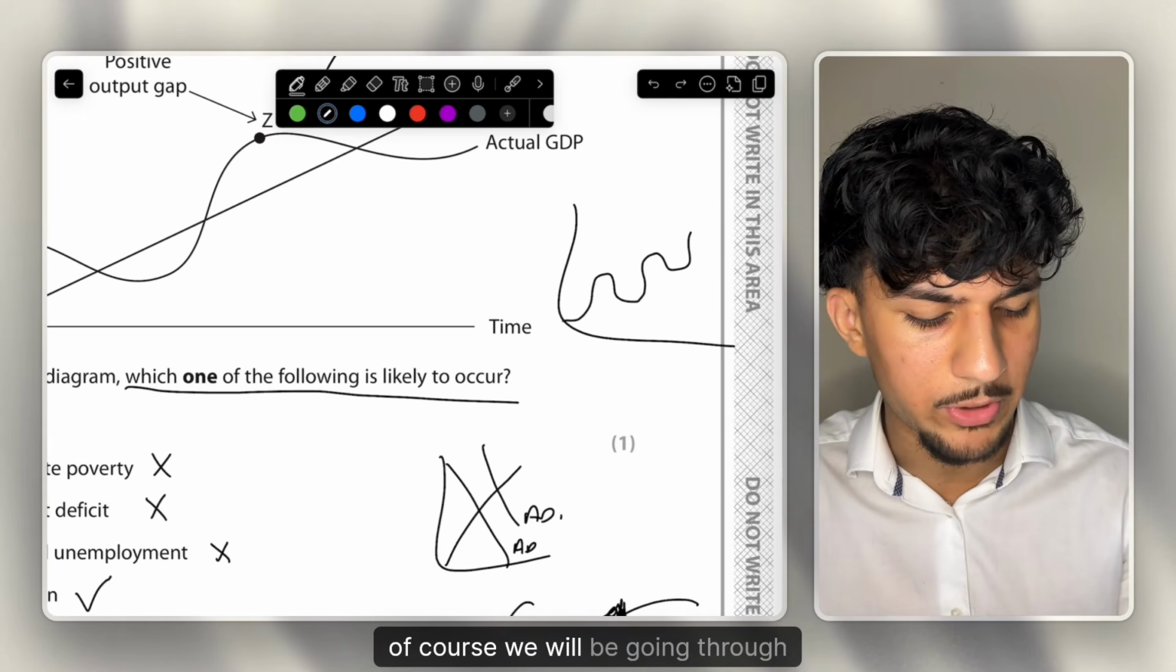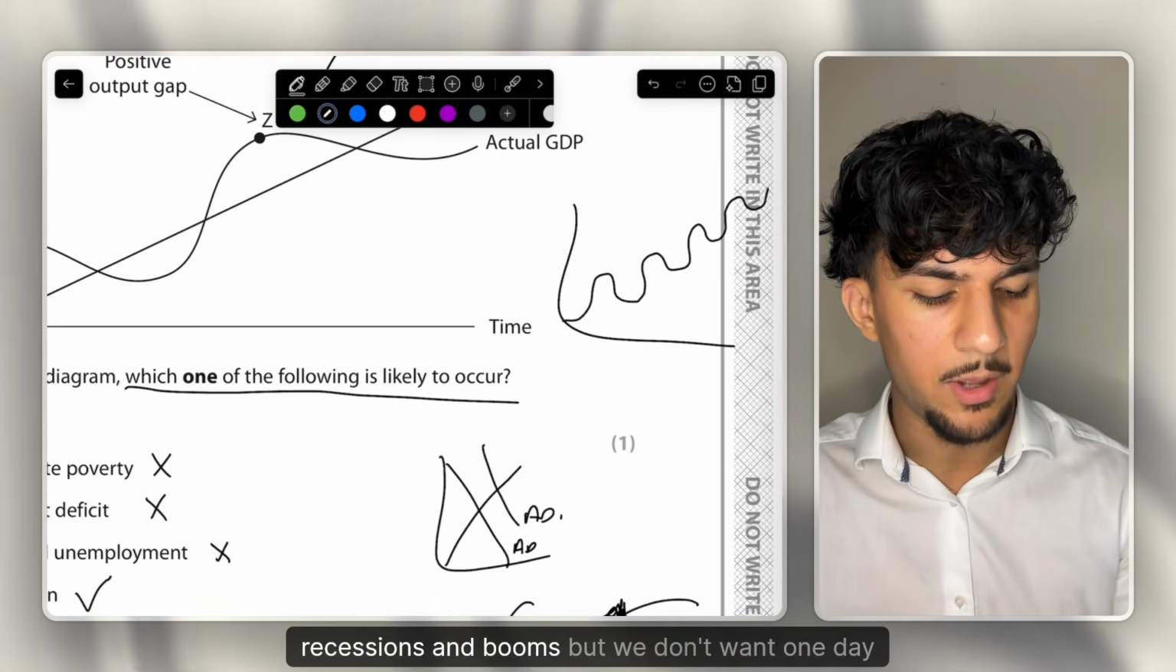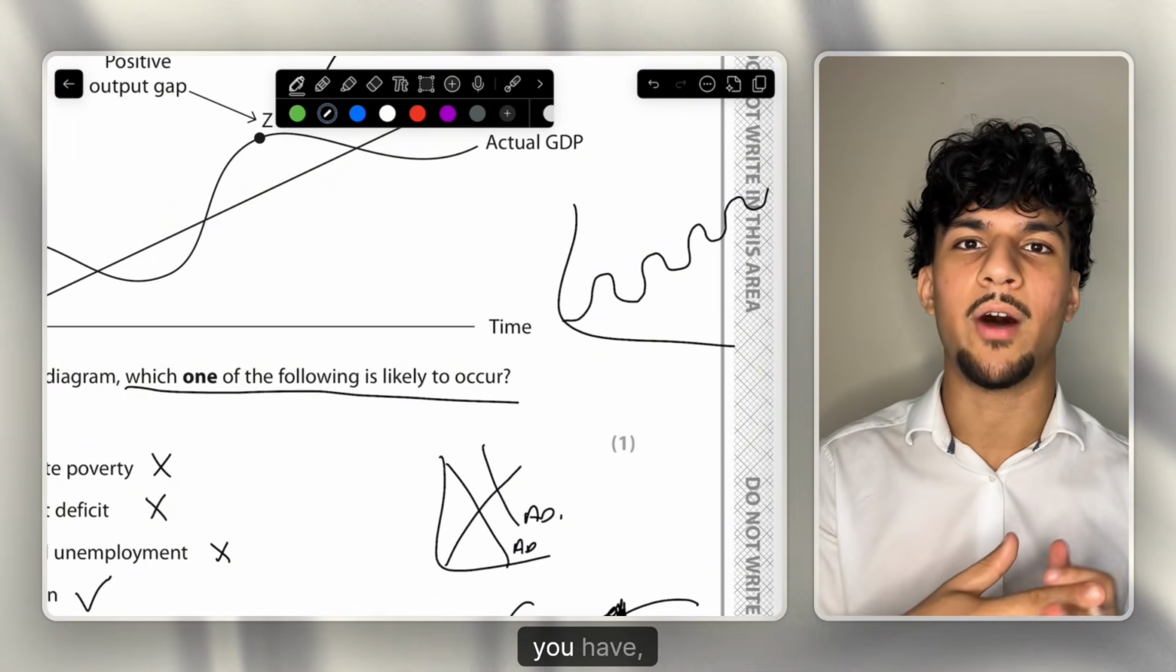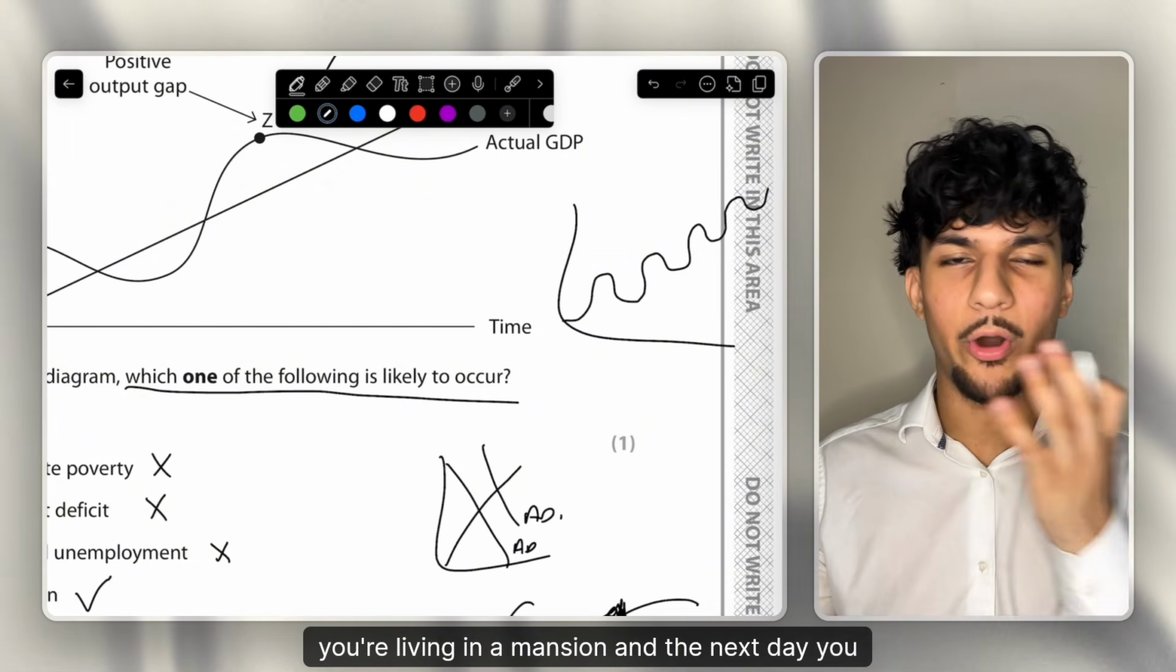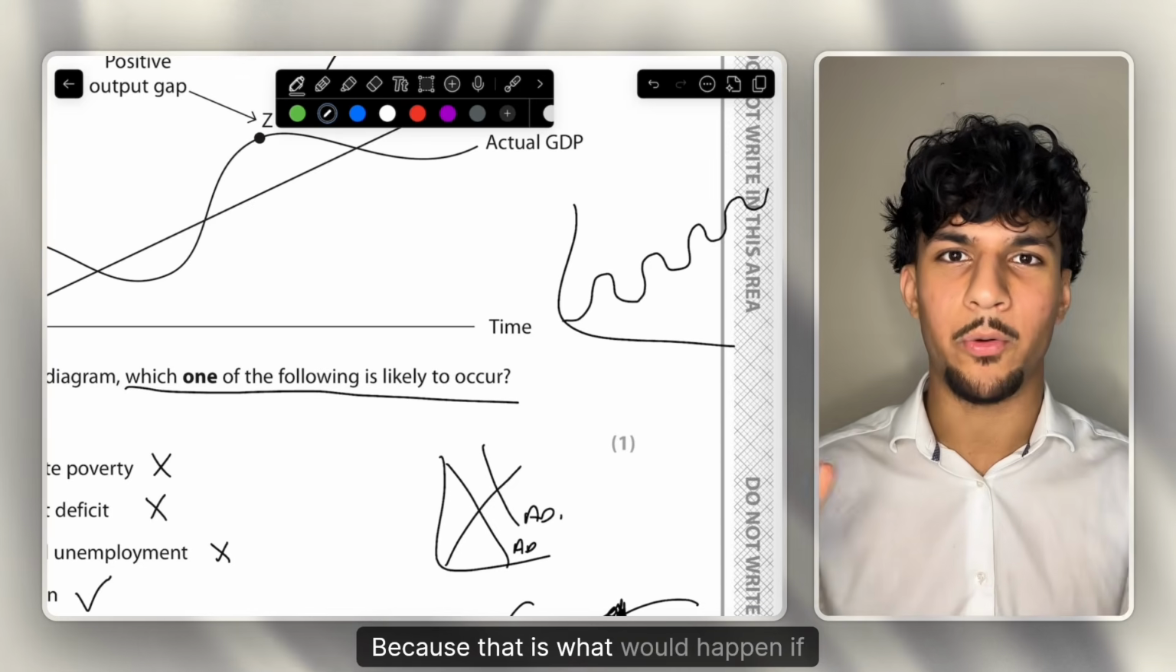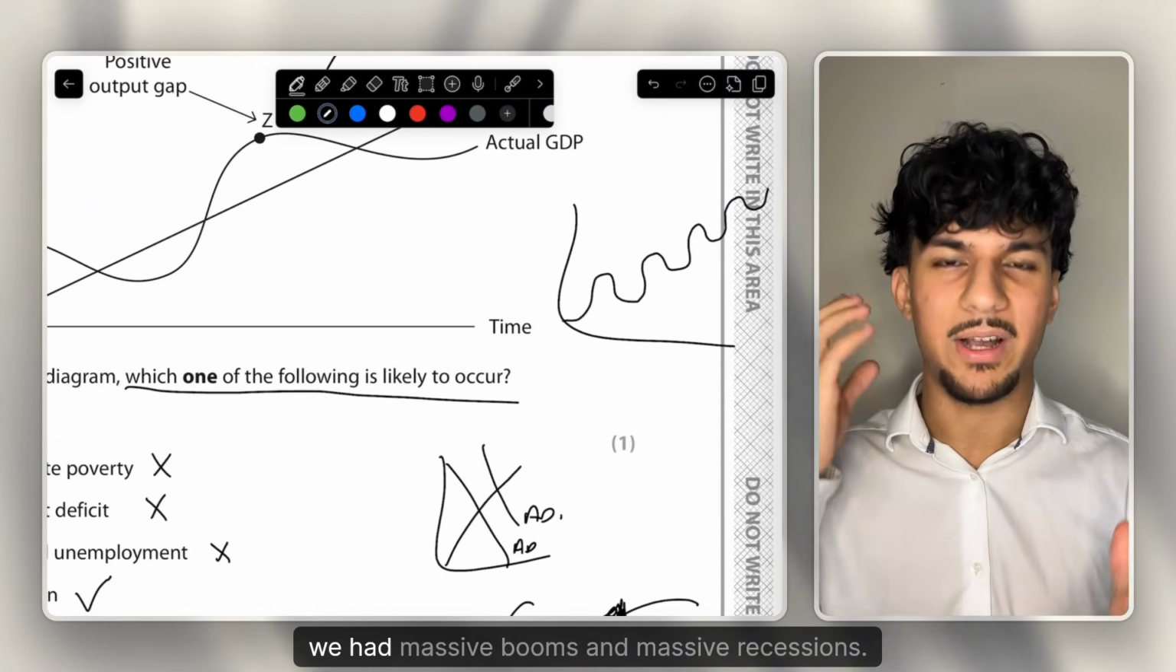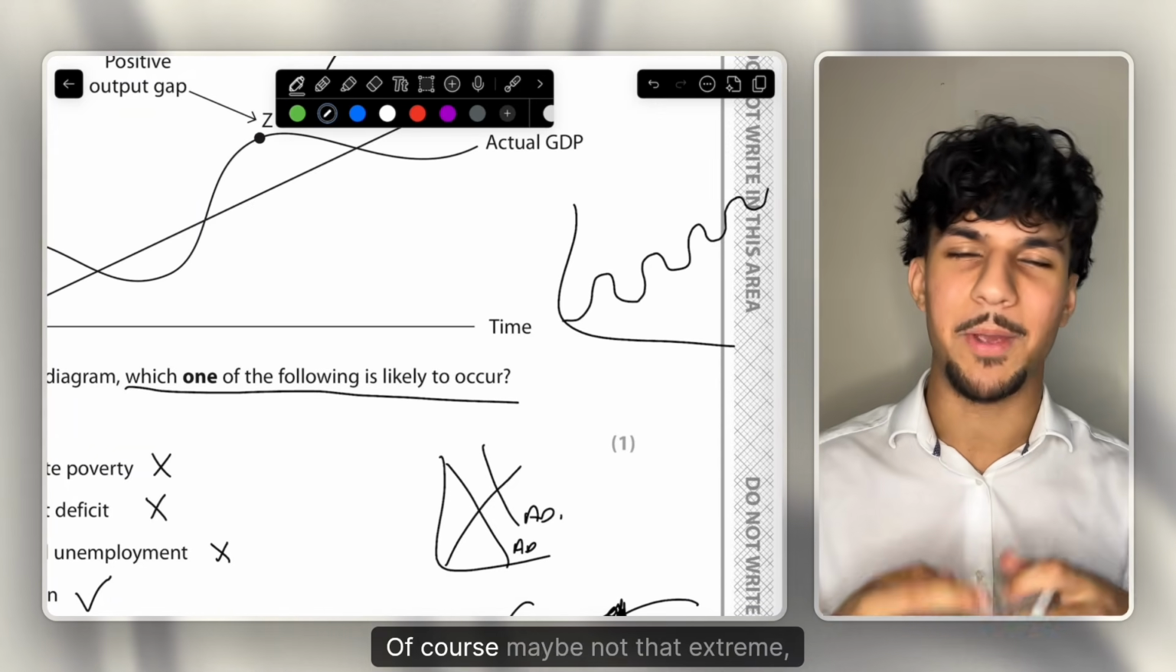Yes, of course we will be going through recessions and booms, but we don't want one day you're living in a mansion and then the next day you don't have enough food to eat, because that is what would happen if we had massive booms and massive recessions. Of course, maybe not that extreme.